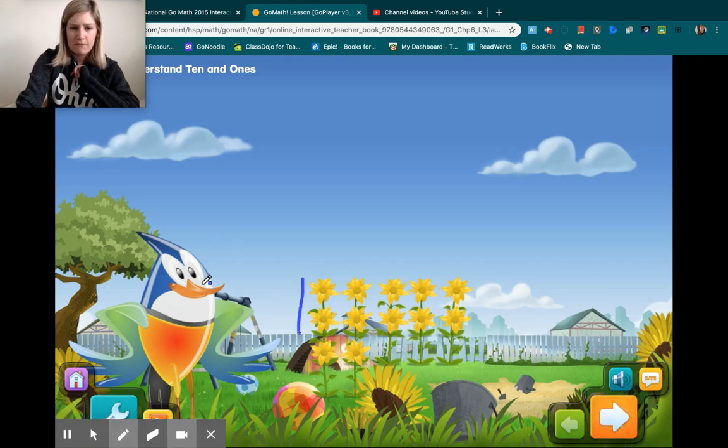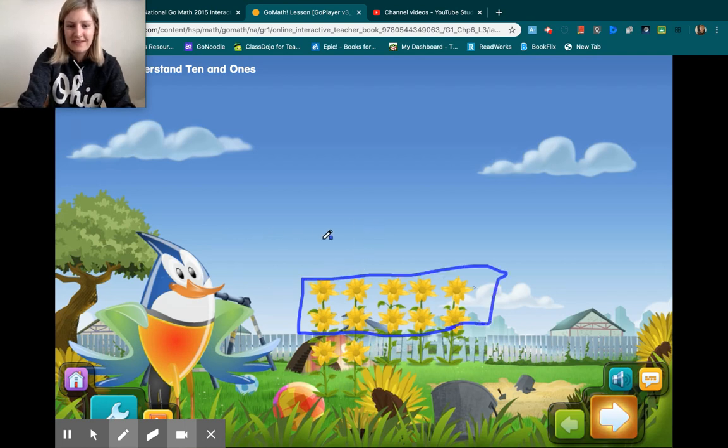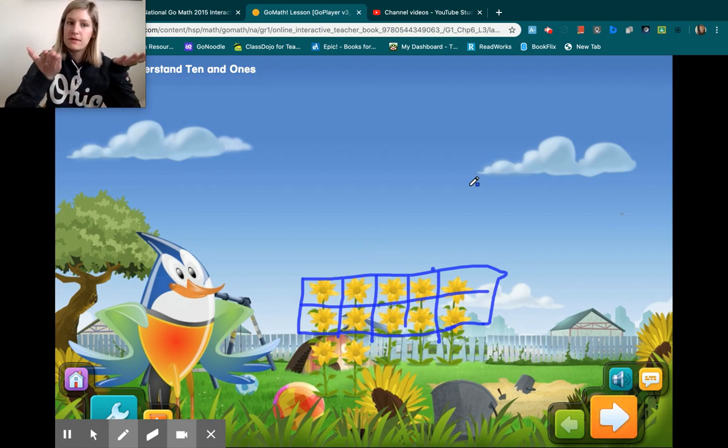What if I draw like this? And it's very messy because it's hard for me to draw like that. But what if I do this? Is this starting to look familiar to anybody? When I draw this final line, it should. Even though Mrs. Maris made a mess of it, each time it will get better. That should kind of look like a 10 frame to you. And it's full of 10 flowers.